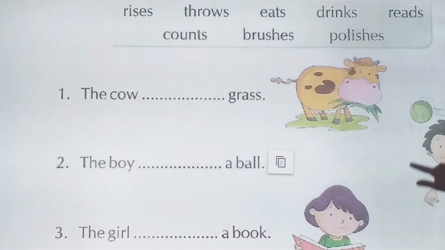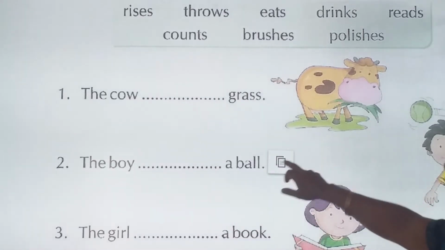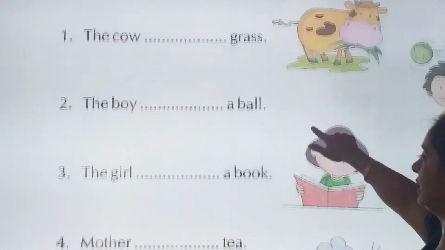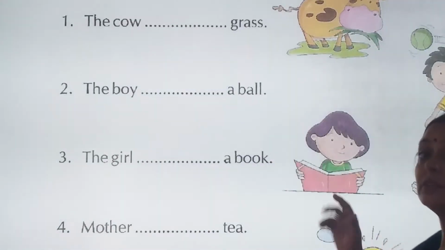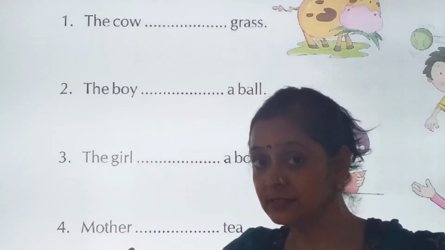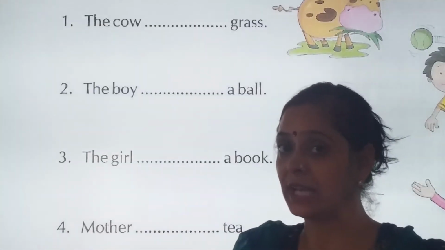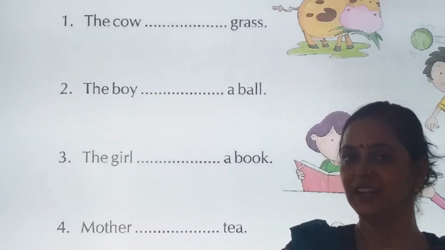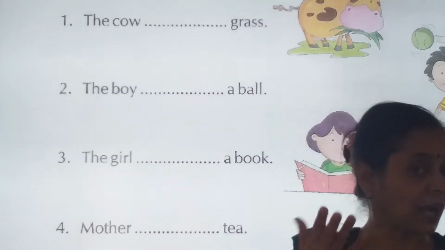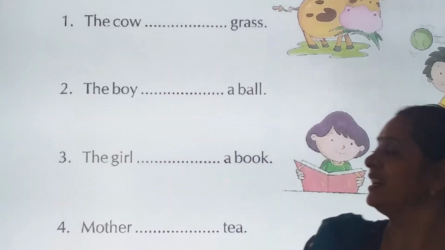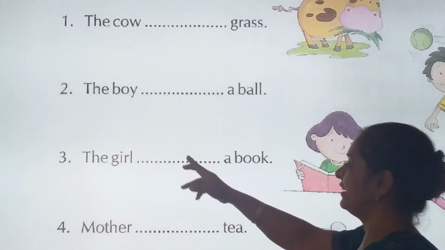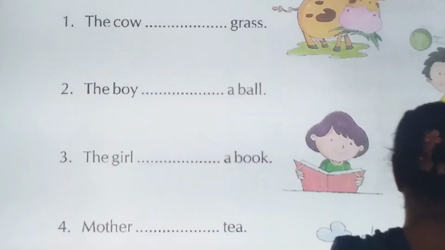The girl dash a book. So you will be writing over here, the girl dash a book. क्या करते हो आप बुक के साथ? टेल मी, आपको बुक मैंने दिया, आप क्या करते हो? रीड करते हो ना? यस, द गर्ल रीड्स अ बुक.